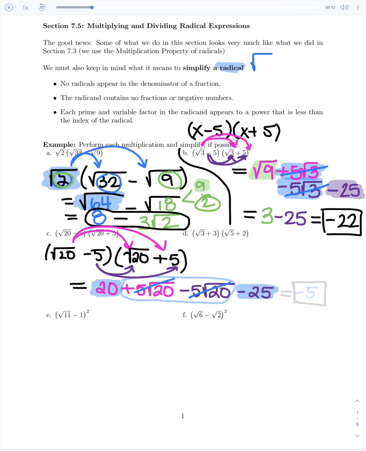So those are just regular numbers that I can add and subtract normally. Well, a positive 20 minus a 25 will give me a negative 5. And that is my final answer.